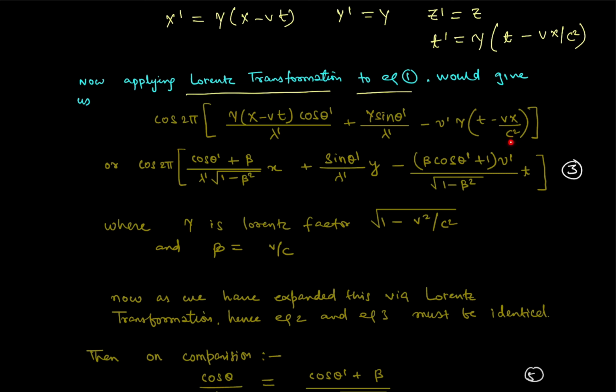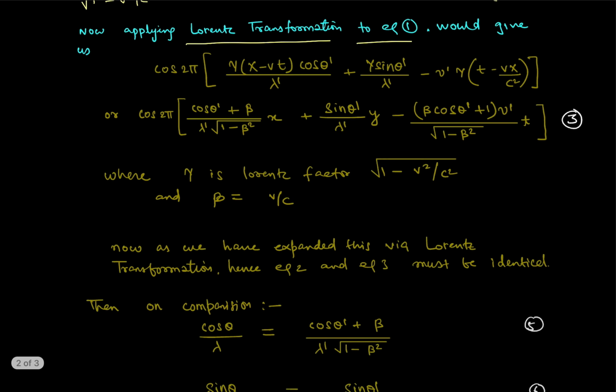From this value to this value, and gamma is nothing but the Lorentz factor or relativistic factor. We know it is mathematically equal to 1 divided by the square root of 1 minus v square upon c square. I have written it here as well. And beta is nothing but v by c.